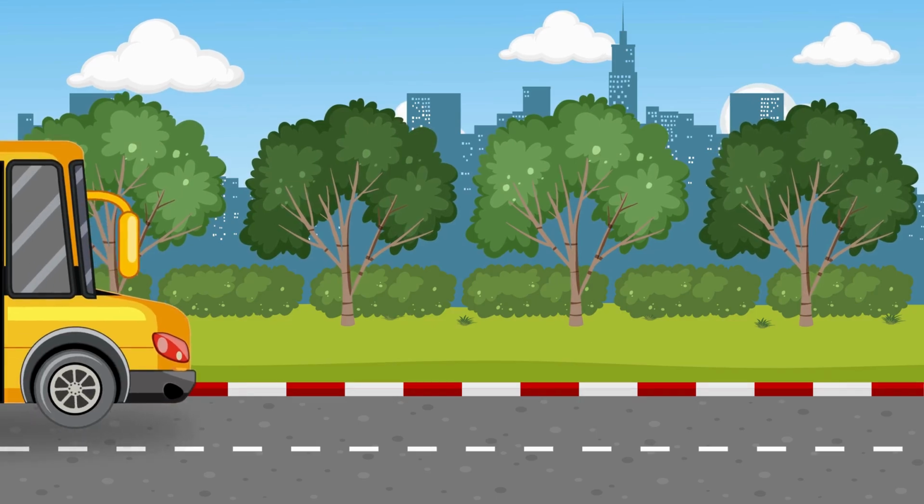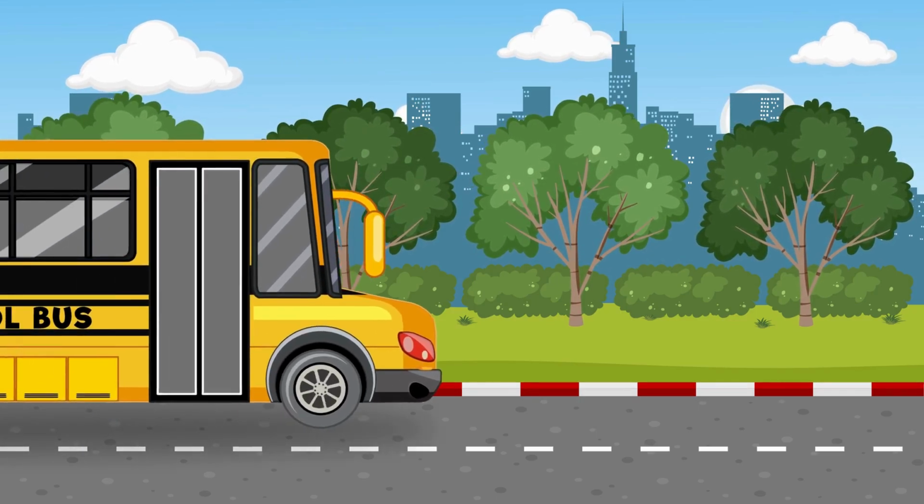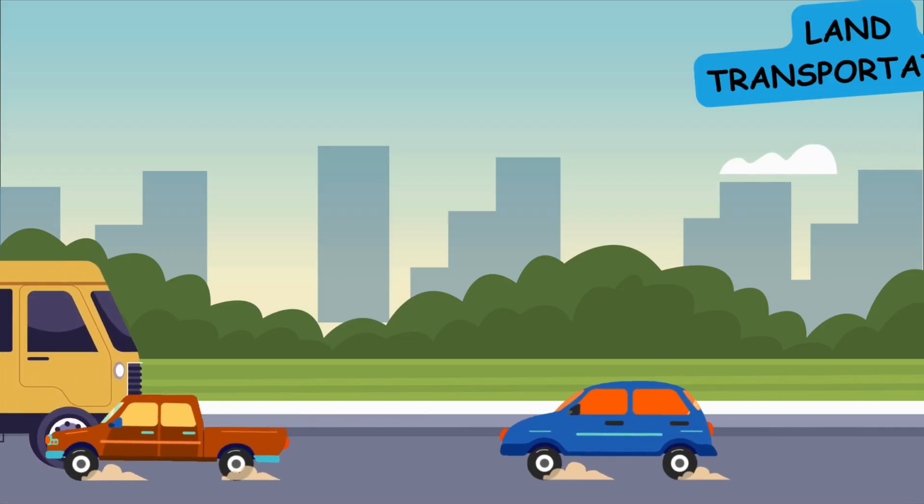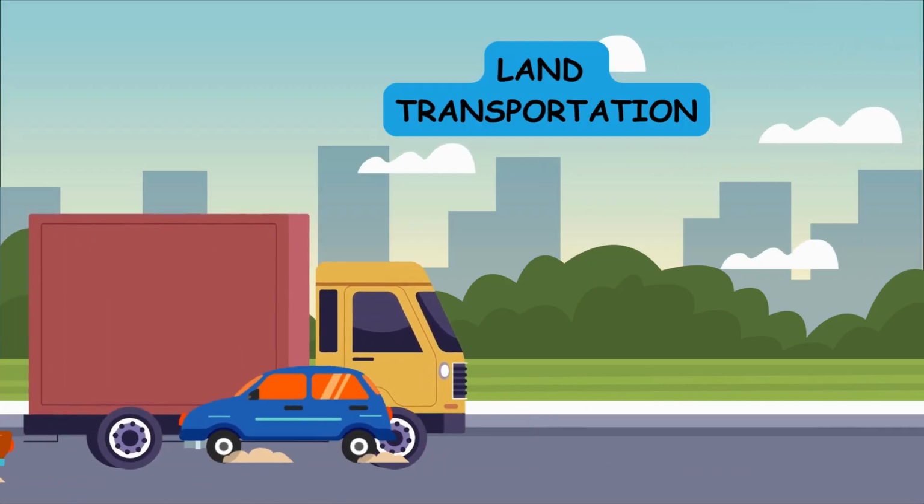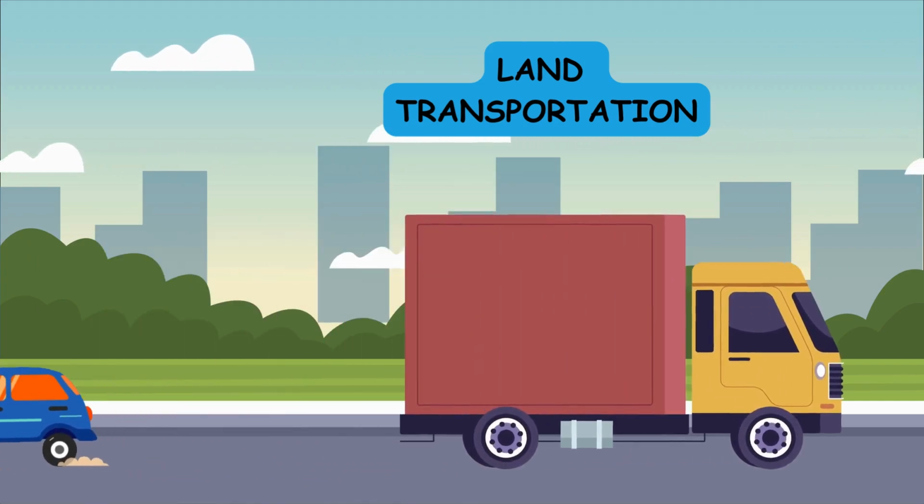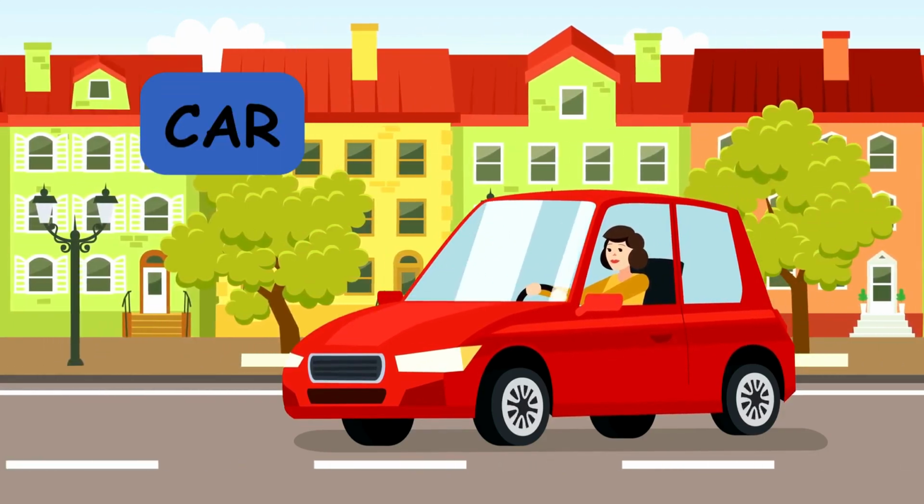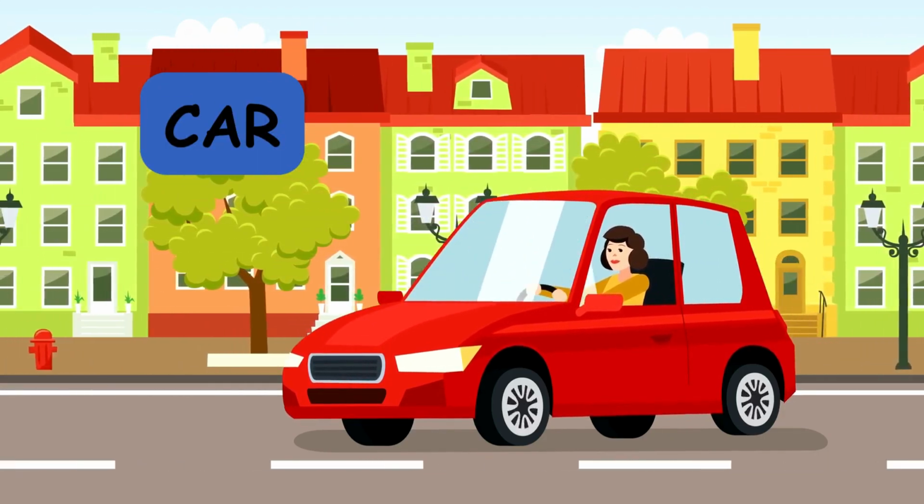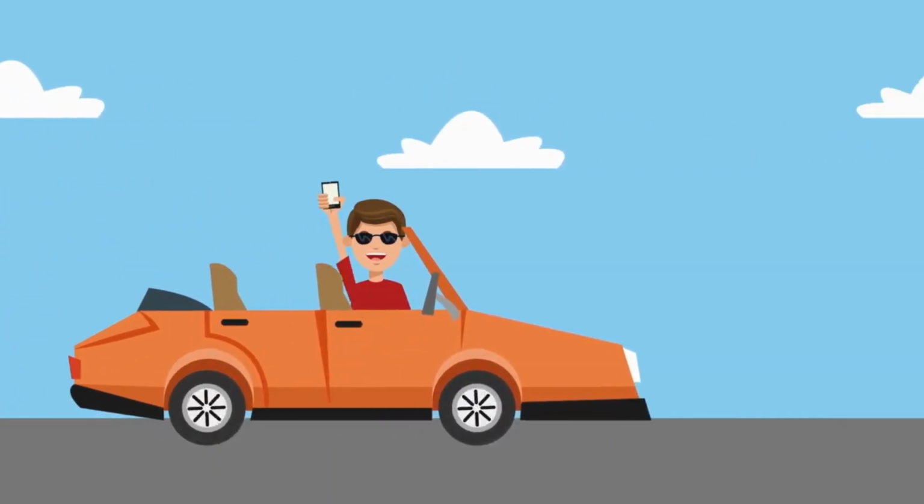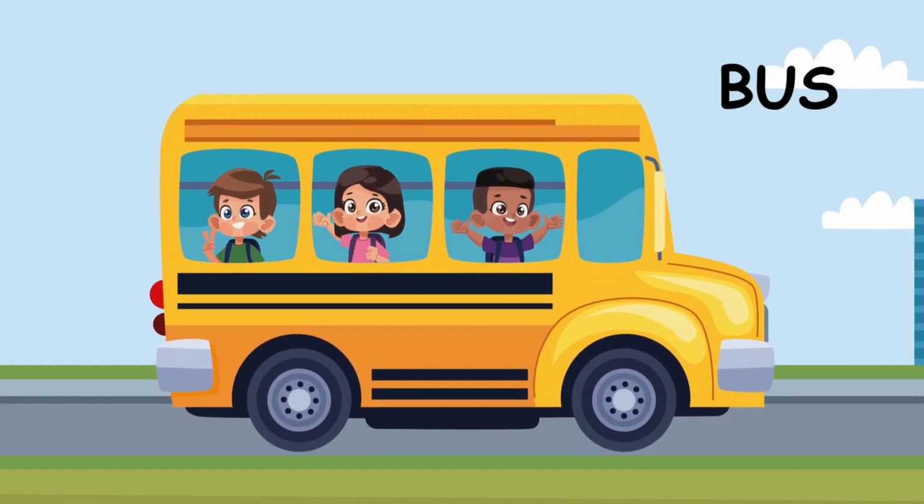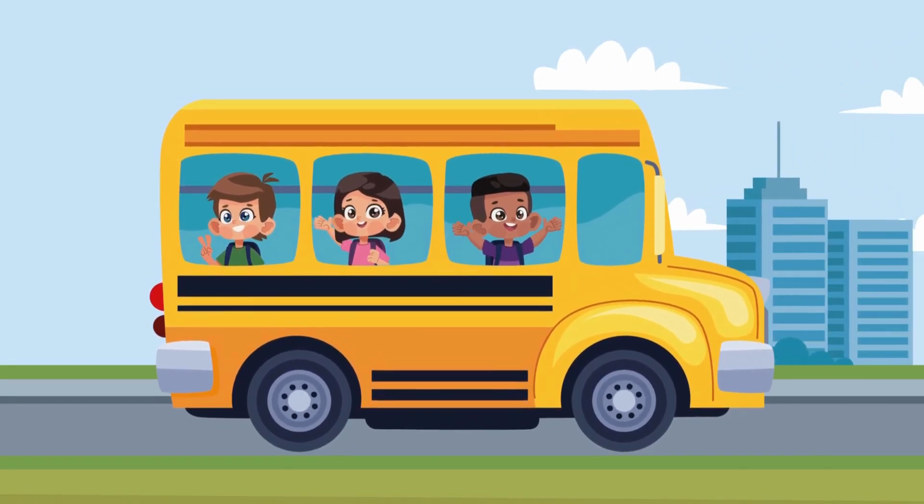Land transportation. First, we have land transportation. That means vehicles that move on roads or tracks. Examples: car, a small vehicle that takes people from one place to another quickly. Bus, a big vehicle that carries many people together.